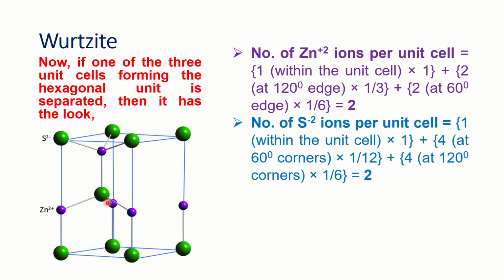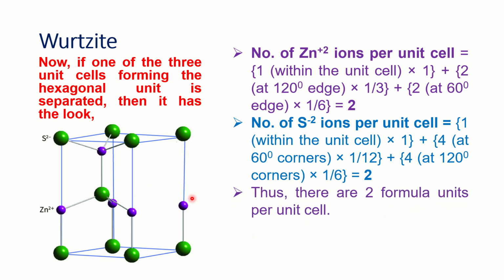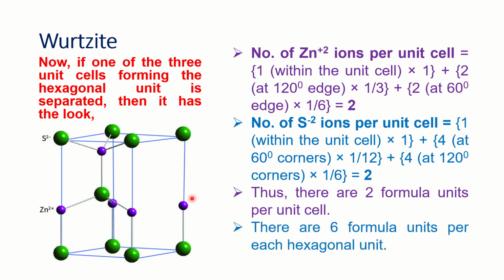And if 2 are within 1 unit cell, then combination of 3, that is within the 1 hexagonal unit, there are overall 6 molecules or 6 formula units of zinc sulfide. So we can conclude there are 2 formula units per unit cell and 6 formula units per hexagonal unit. So that's all about the structure of zinc blende and Wurtzite.